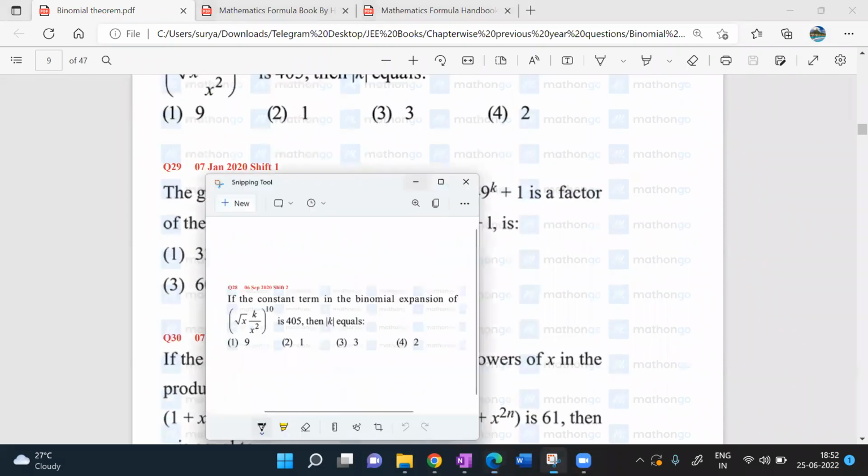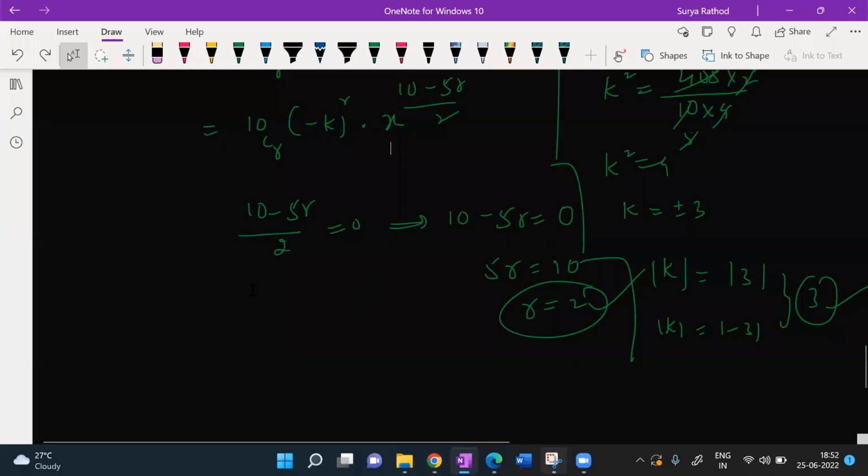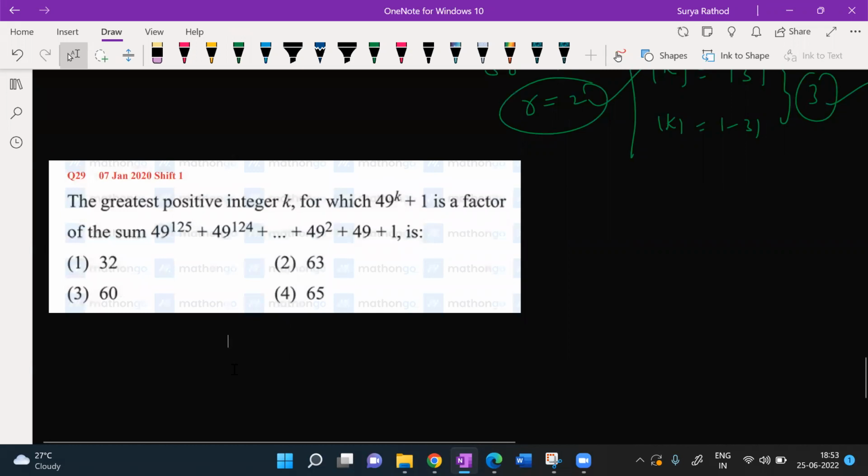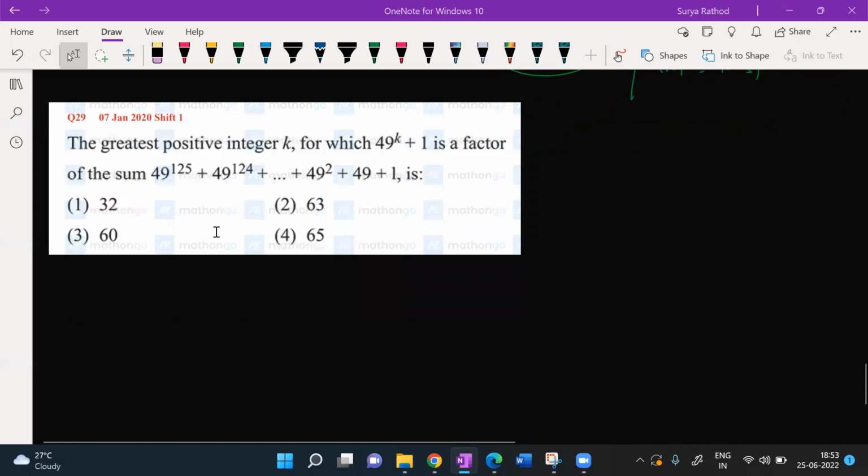Now, the greatest positive integer. Let me just take this question here and paste it here. So now read the question. The greatest positive integer k for which 49 to the power of k plus 1 is a factor of the sum 49 to the power of 125 plus 49 to the power of 124 plus dash dash dash 49 to the power of 2 plus 49 to the power of 1 plus 1 is dash. The greatest positive integer k for which 49 to the power of k plus 1 is a factor of the sum given to you is what?